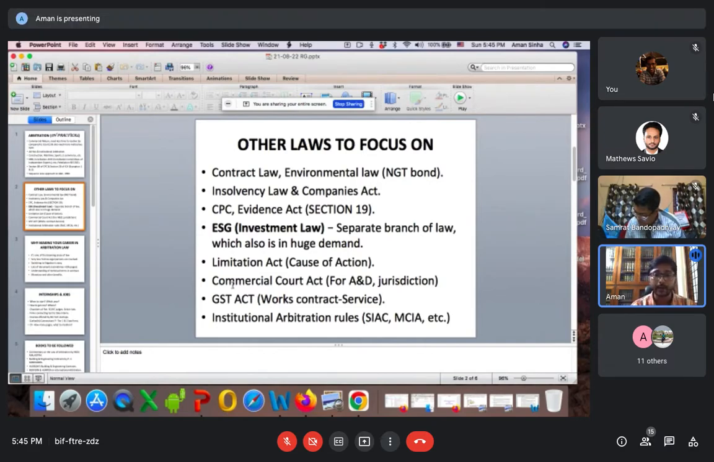Another is the Commercial Court Act. When the arbitral tribunal has been set up, the claimant will usually give their statement of claims, then the respondent will give their statement of defense, in which they give the para-wise reply to the statement of claims. And if the respondent has its own counter claims, those will also be given.